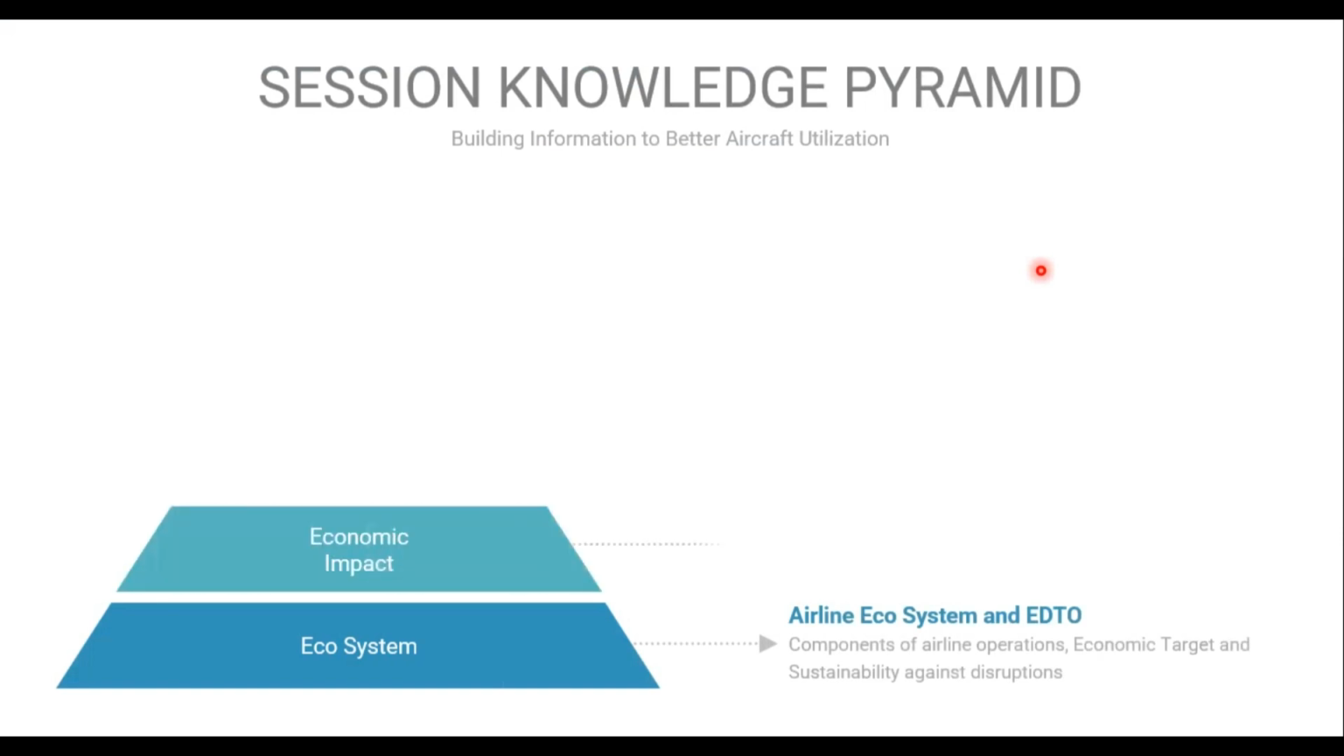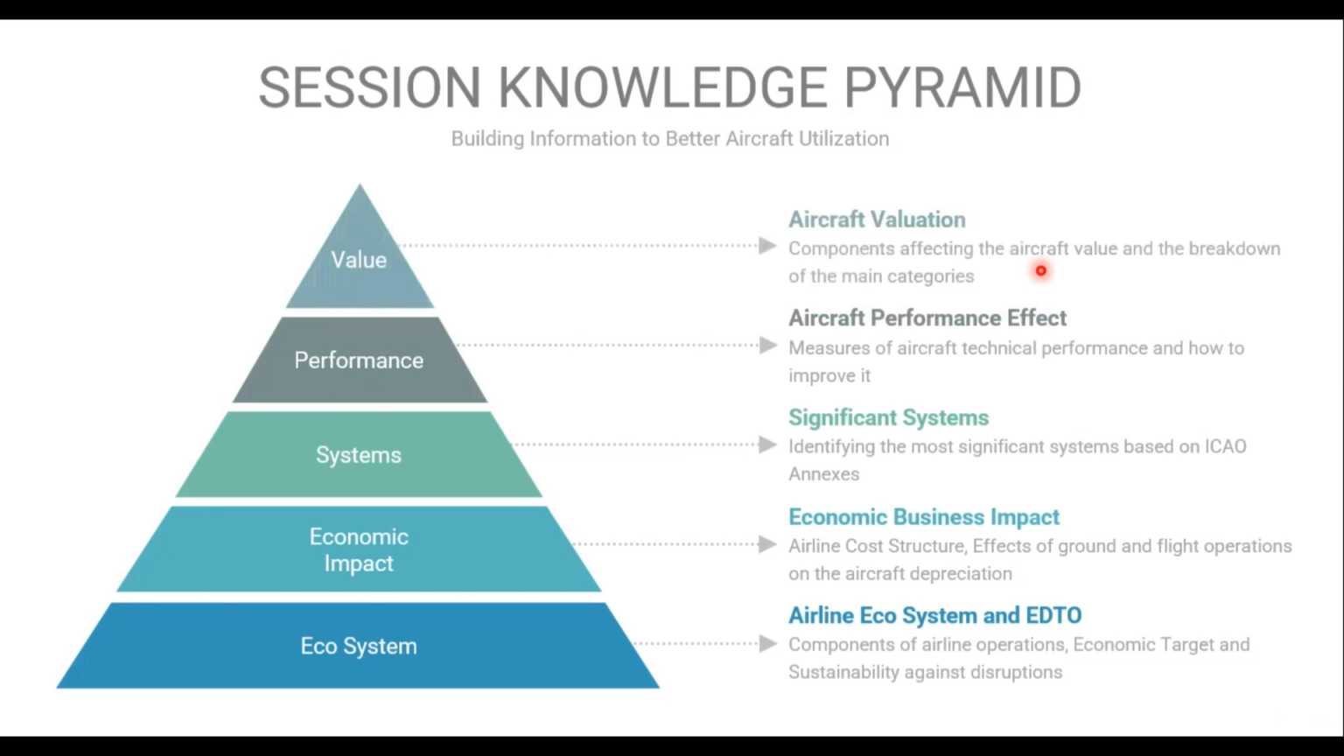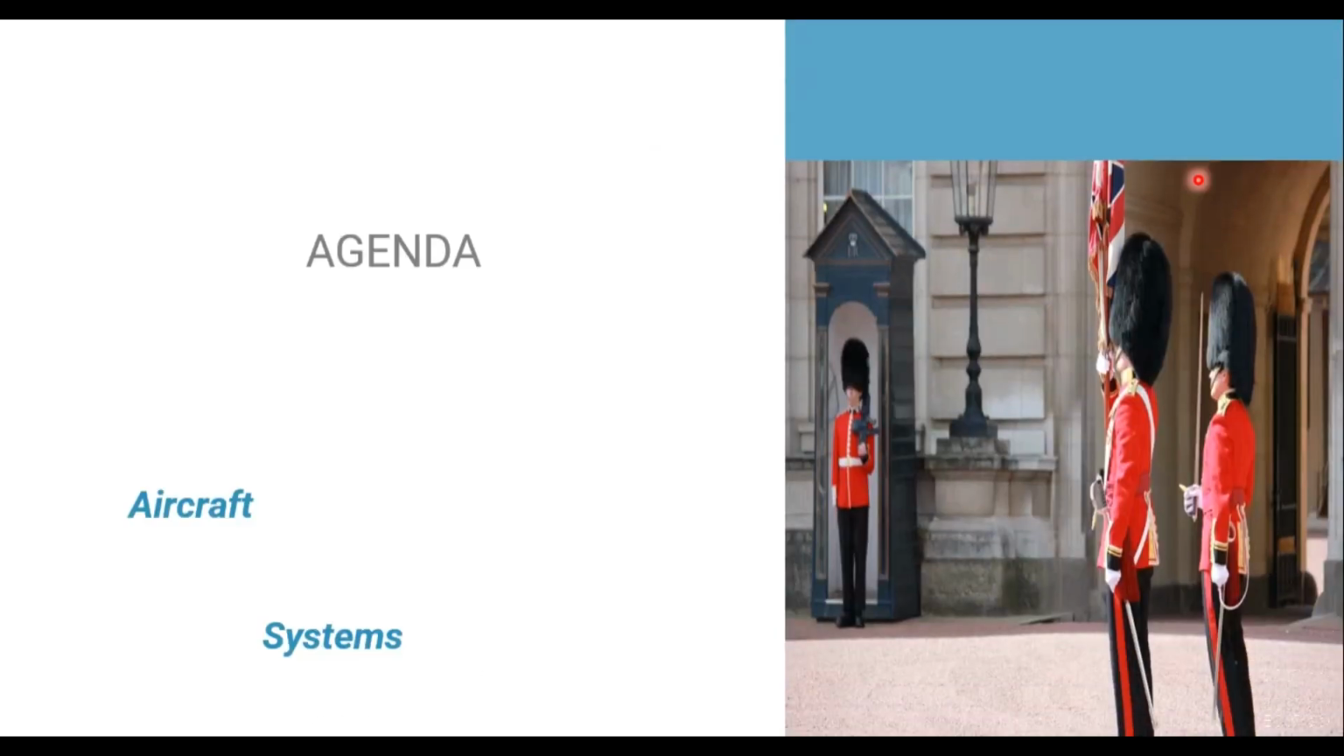The session, I call it the session knowledge pyramid, is basically what are we learning today. We will be talking about the ecosystem of an airline and what we call the extended diversion time operation. Basically, it's a type of airline operation that's very, very important for the airlines. We will talk about the economic business impact, and then we will go a little bit deeper into the technical part, the aircraft significant systems, and then the performance effect on the aircraft value. And eventually, we will be combining all of these things into understanding what will affect the aircraft value in the market.